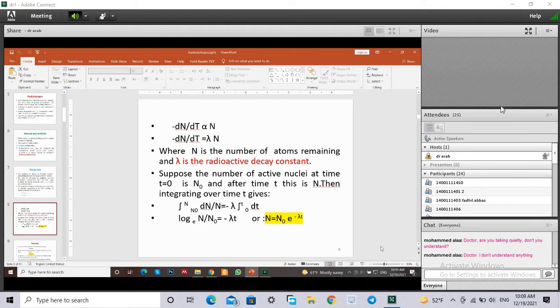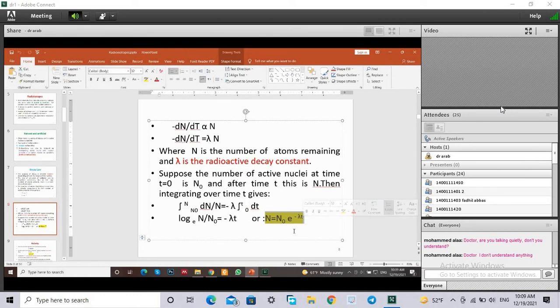Okay, by solving this equation, with integration of this equation, at the end we can calculate the number of radioactive nuclei after passing time t. As you can see in this equation, the number of radioactive nuclei after passing time t, N, equals N0, the number of radioactive nuclei at time 0, multiplied by the exponential of minus lambda t. This equation is very, very important, and please take note of this equation.